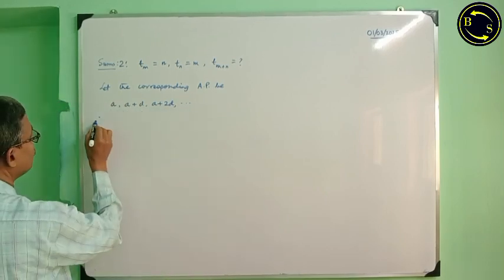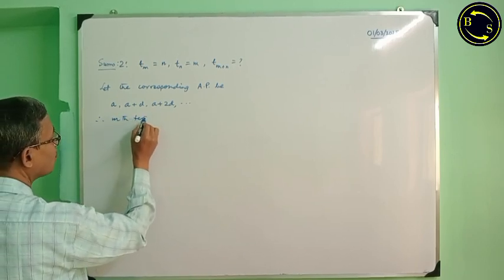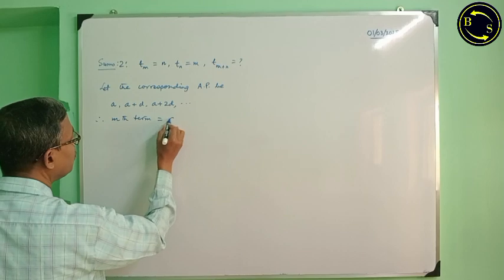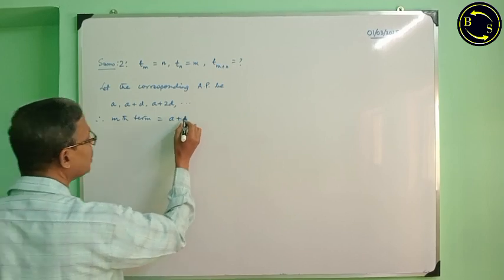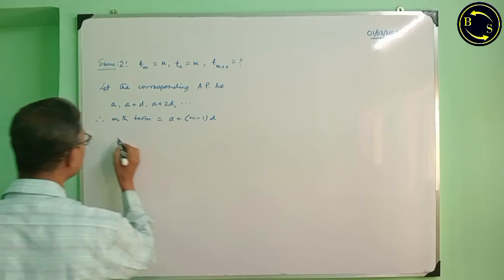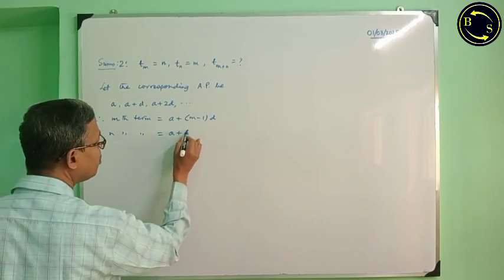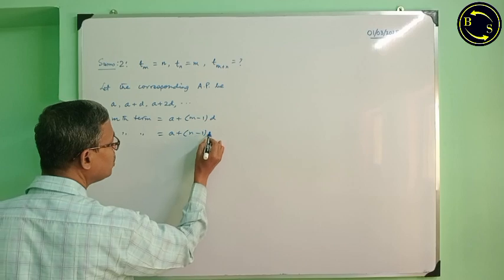Therefore, the mth term is equal to A plus (m minus 1) into D. Nth term is equal to A plus (n minus 1) into D.